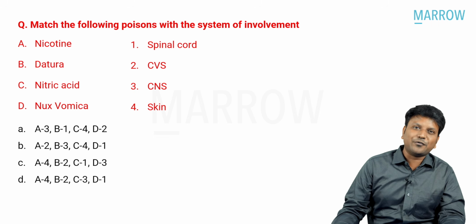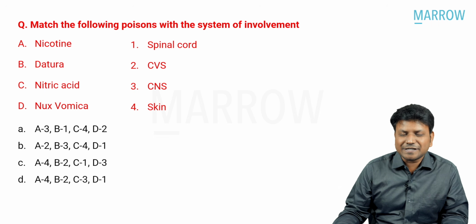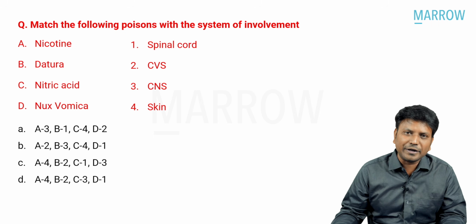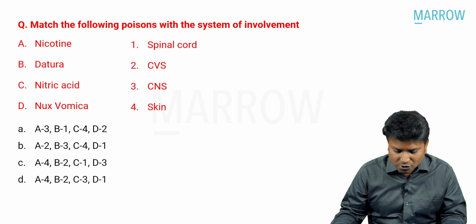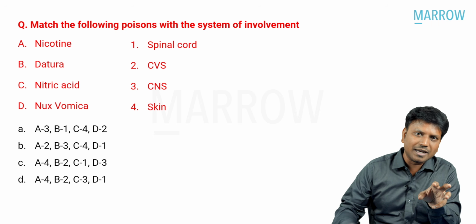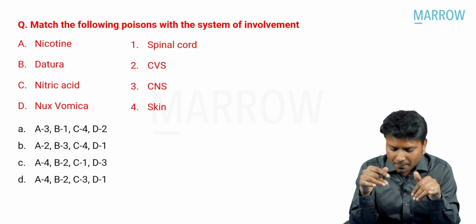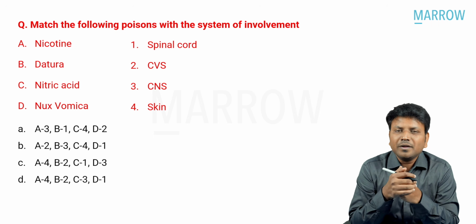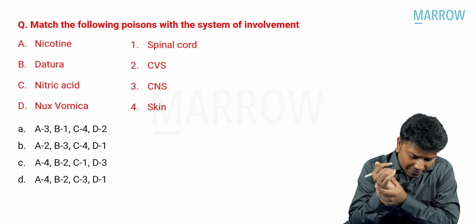Now again, the match the following type. In INI-CET, every session you tend to get at least one match the following question in forensic medicine. Usually you get it on injuries, where they give the name of the injuries and give examples on the other side. But this time they have given match the following from the toxicology aspect, the classification.